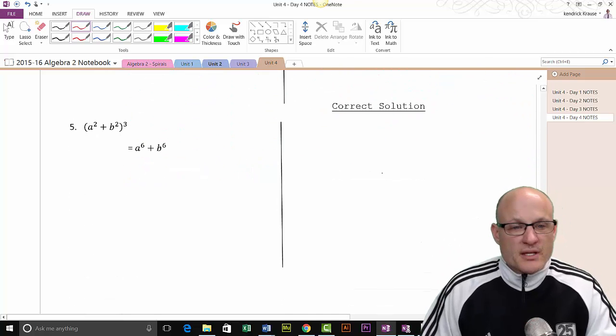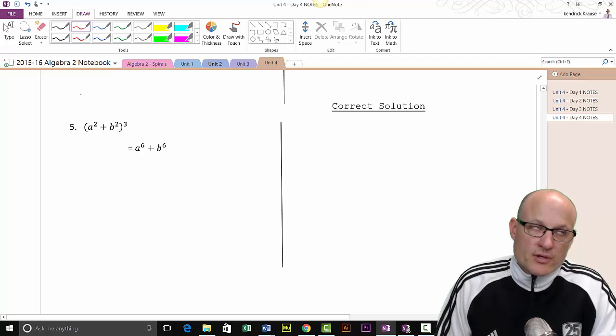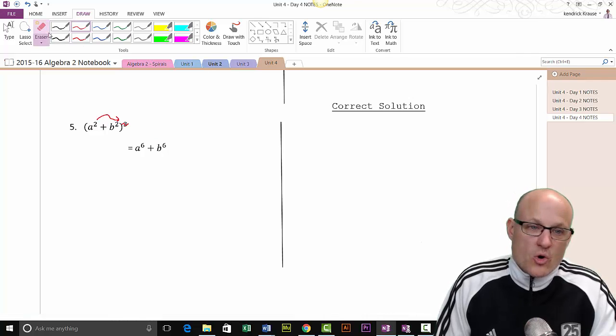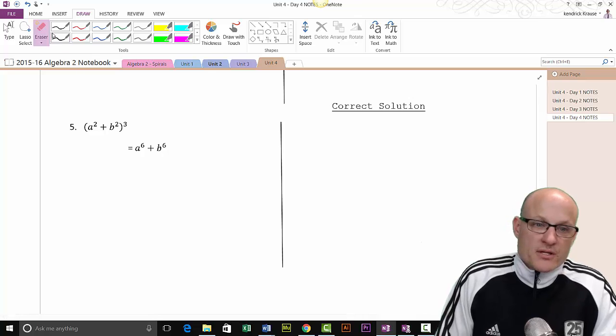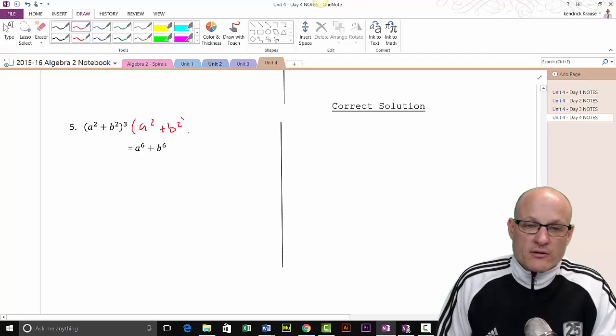Last problem. So this one's a little bit trickier. This is a kid, pause, pause. Okay, you should be back. Here's a kid that said, oh, 2 cubed, you multiply the exponents, and you got a to the 6th, b to the 6th. You know, that's just totally ridiculous. So this thing really means write this twice. A squared plus b squared. A squared plus b squared.